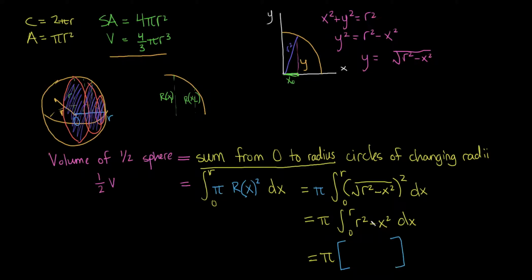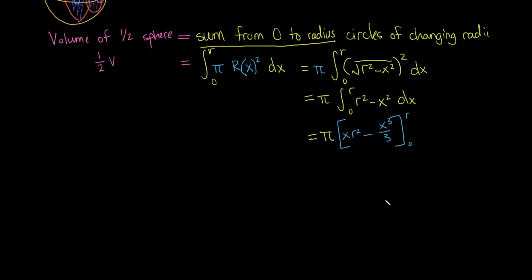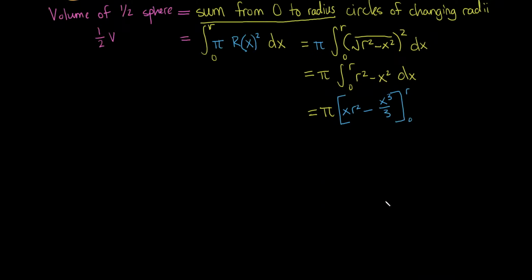What is the integral of r squared dx? Well, it's x r squared, right? Just adding an x there, multiplying. And then here, we're subtracting. What's the integral of x squared dx? X cubed over 3. This is all from 0 to r. I'm going to scroll down here so that we have more space to work with.